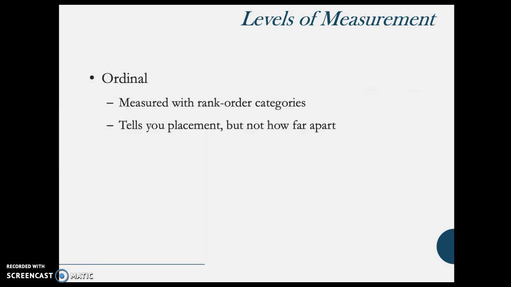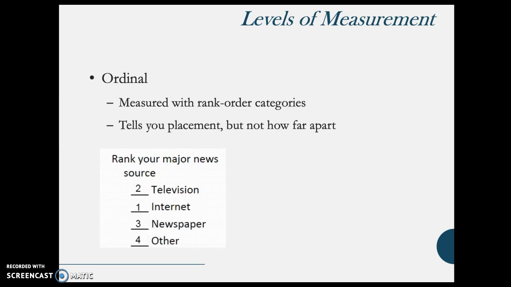The next level of measurement is ordinal. It's measured with rank order categories. They tell you the placement, but not how far apart those categories are. Let's say rank your major news source. You rank internet as the highest, and then television, then newspaper, then other, maybe social media or something. But you can see, even though I know with this ordinal measurement internet is the highest one, I don't know how much higher internet is than television.